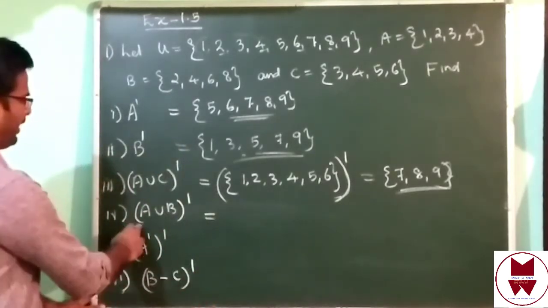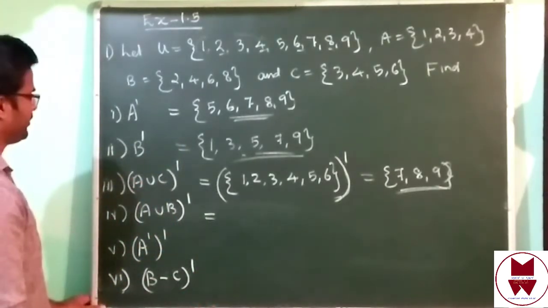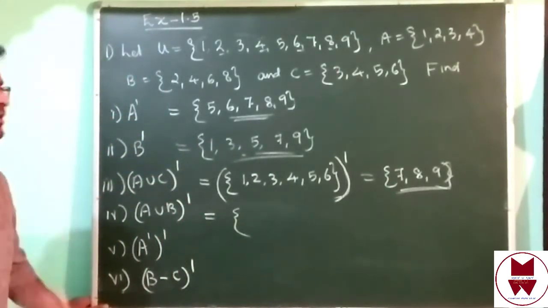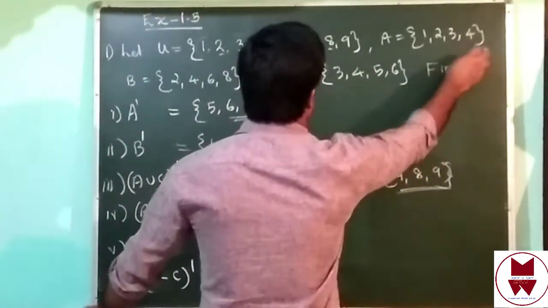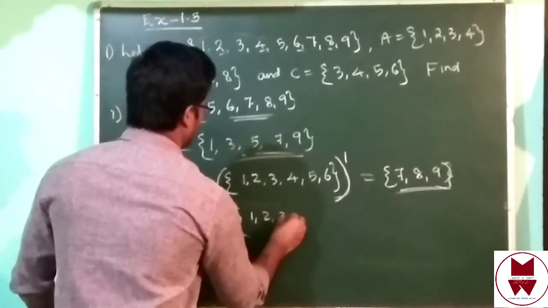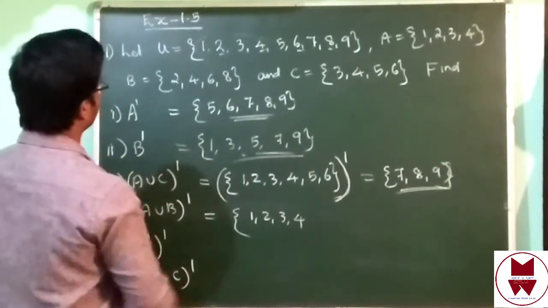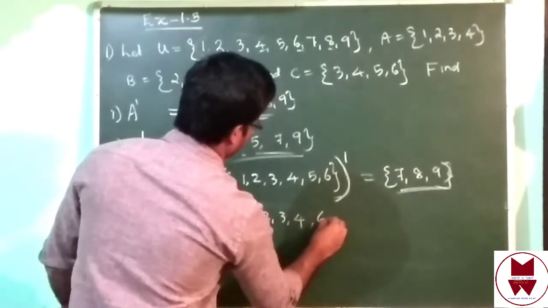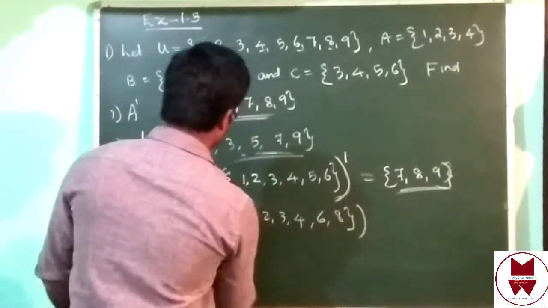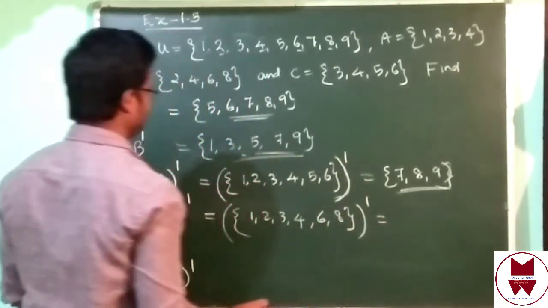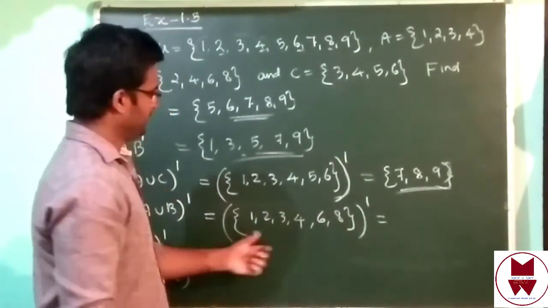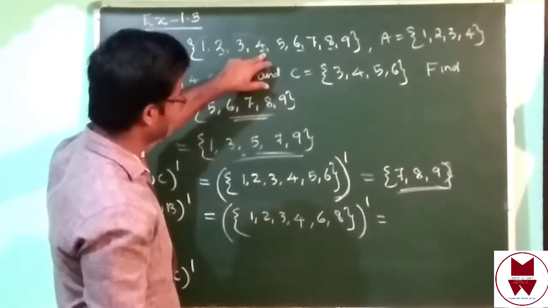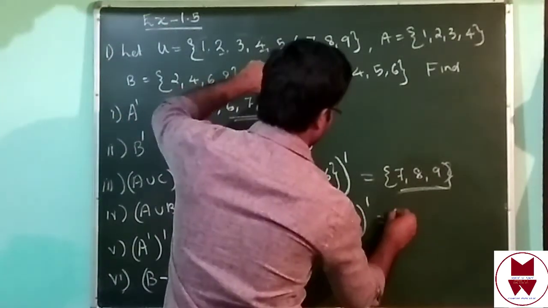Then next, (A union B) all complement. First write A union B, all the elements from A and B. In A: 1, 2, 3, 4. In B: 2 is already written, 4 also written, 6, 8. Then take the complement. These elements are deleted from the universal set: 1, 2, 3, 4.